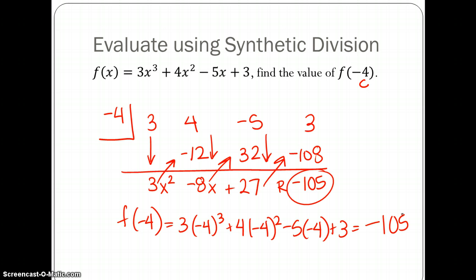So synthetic division just gives you a different route, a way to get to an answer that maybe would appeal to some people as being a little bit easier. So the remainder theorem gives you a use for that remainder.